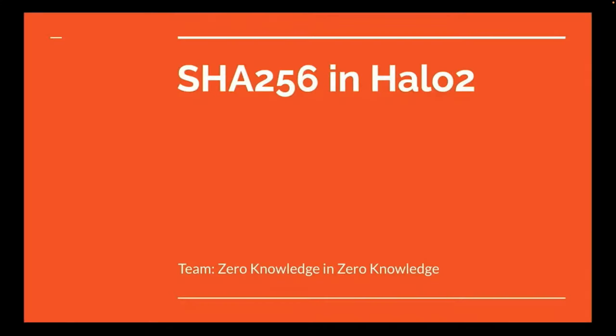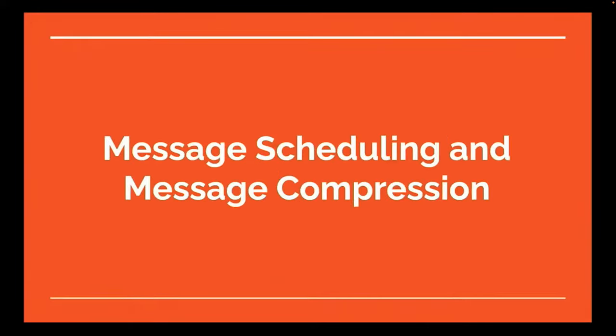Hi everyone, we are Team ZK in ZK, and our work is implementing SHA-256 in Halo 2. The design of this hash function is based on an existing implementation from Zcash. In SHA-256, we need to append the message in some format and fill each chunk into the hashing process, which can be split into message scheduling and compression subregions or phases.